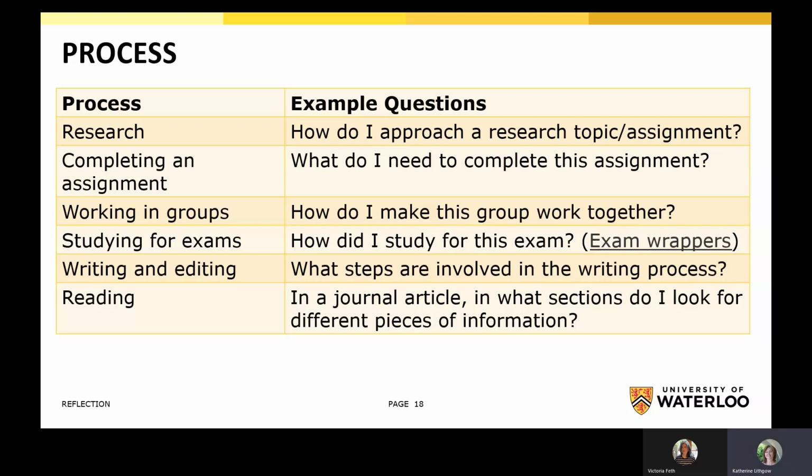After they've studied for an exam and you've returned it, you might actually take them through what we call an exam wrapper, where you ask them to think about how they prepared for the exam, what kind of errors they made on the exam, and what they might do differently next time. If you've got writing and editing exercises, you might want them to think about what are the steps that are actually involved when I'm undertaking the process of writing. And in reading, the kinds of questions you might ask might be as simple as, in this journal article or in any journal article in our discipline, what sections do I have to look at for different pieces of information? So basically what you're trying to do is make the process more explicit to the students.